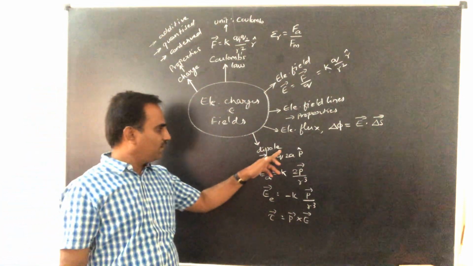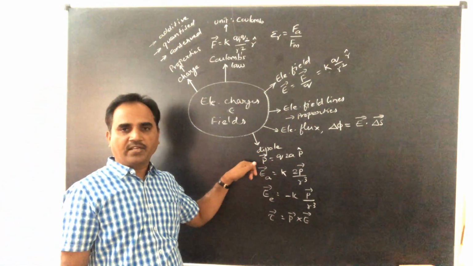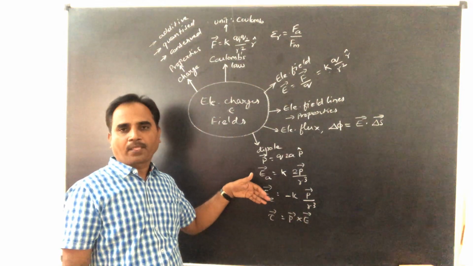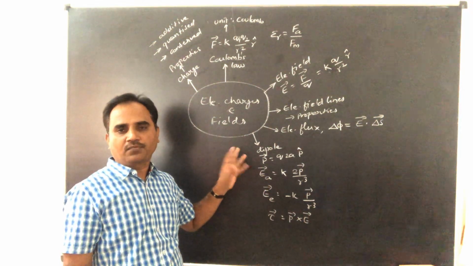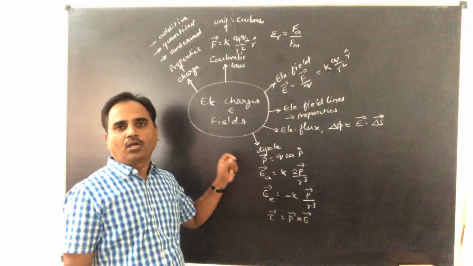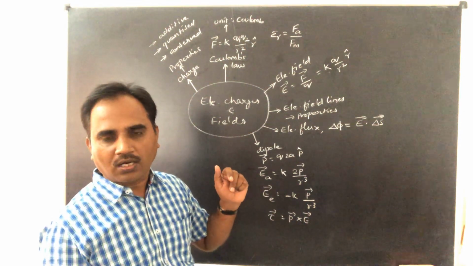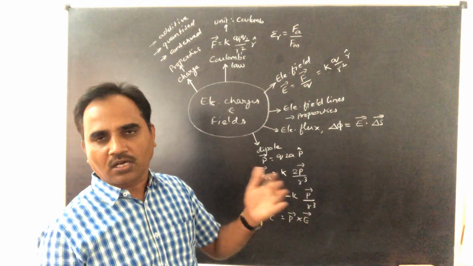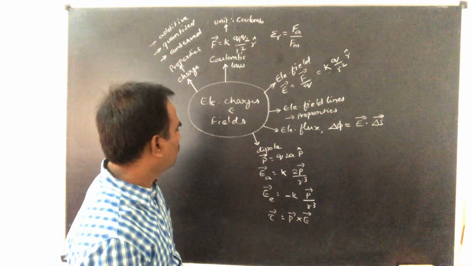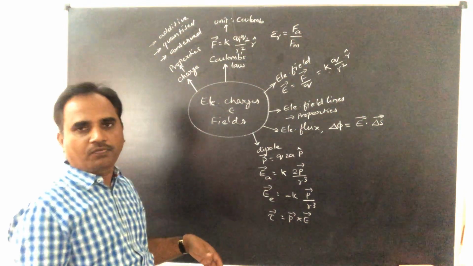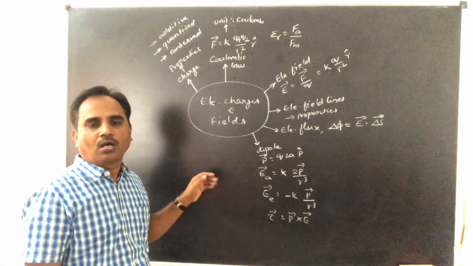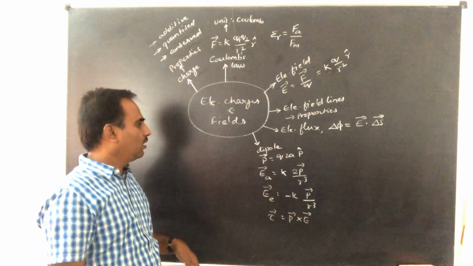Next, the physical significance of dipole. In the physical significance of dipole, you learned that there are two different kinds of dipole molecules: polar molecules and non-polar molecules, which explains the behavior of dipoles in external electric field.